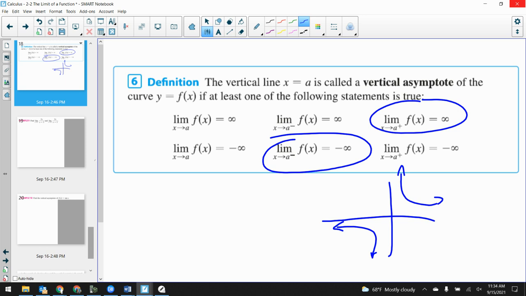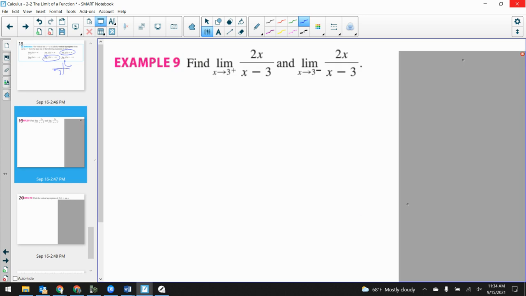Let's take a look at 2x over x minus 3. Wouldn't you agree that from the look of the equation, there's a vertical asymptote at 3? This is why we spent so long looking at rational functions and seeing where it's undefined, seeing where the vertical asymptotes are. The vertical asymptote here is at 3. Can I plug in 3? No, I cannot. If there is a vertical asymptote, that must mean the limit must either go to infinity or negative infinity. So let's see what's going to happen.